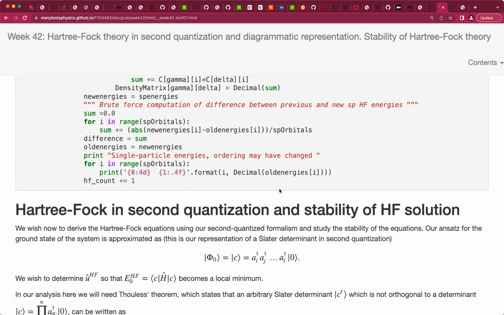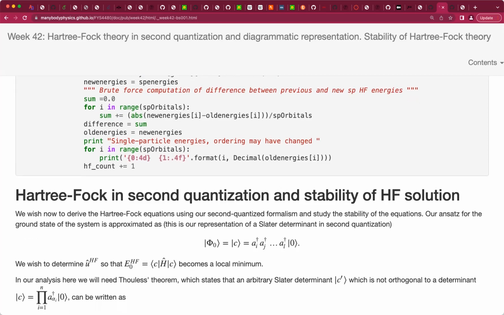Okay. So the thing which I wanted to switch over to now is actually to look at the stability of the Hartree-Fock equations. And we are going to run through something which is called Thouless theorem before we actually start looking at the stability of the equations. And what I'm going to do now is actually switch back to the whiteboard. So let's do that and hope that everything comes up properly.